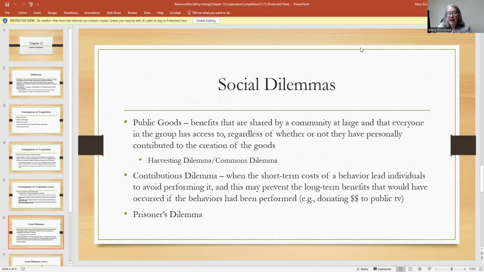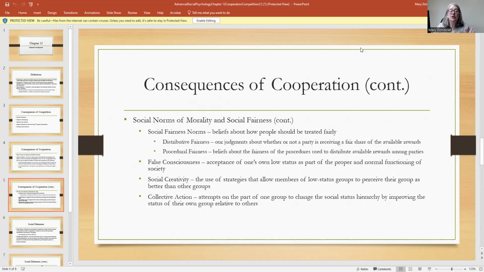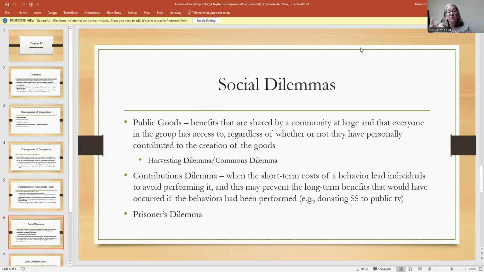So again, how are we going to make this work? We want to come up with really good social norms of morality and social fairness so that people who have more are donating more money to public TV. People who have less donate less. But it's fair, not equal, but fair, so that we all get to use this.